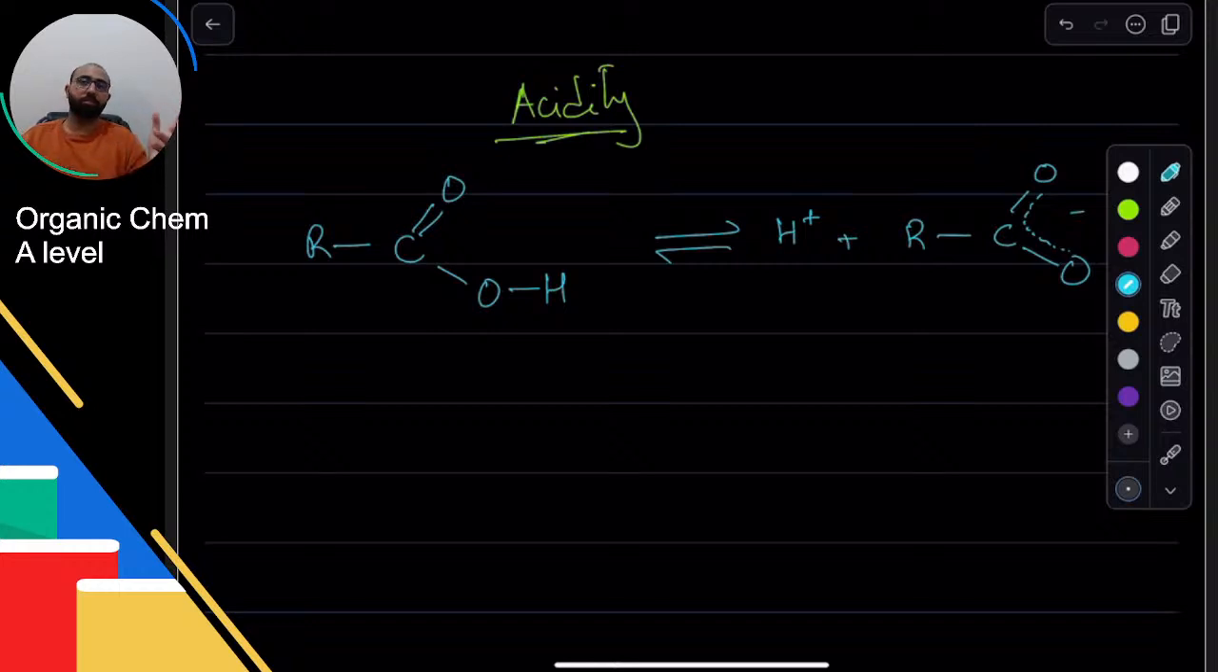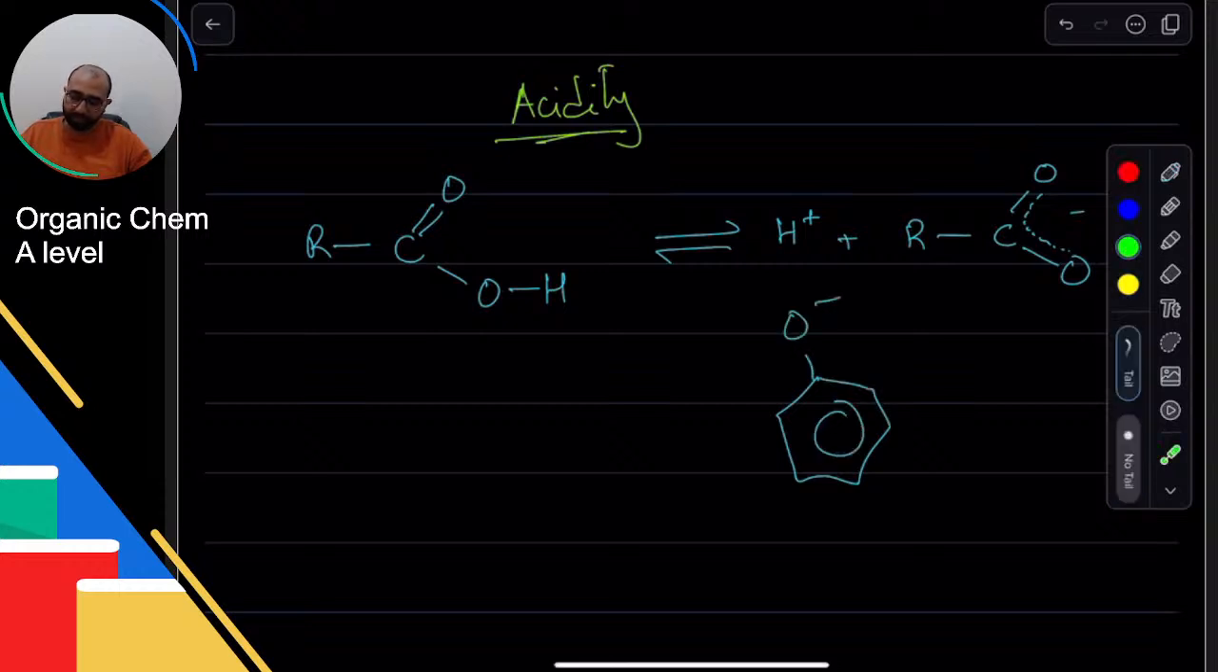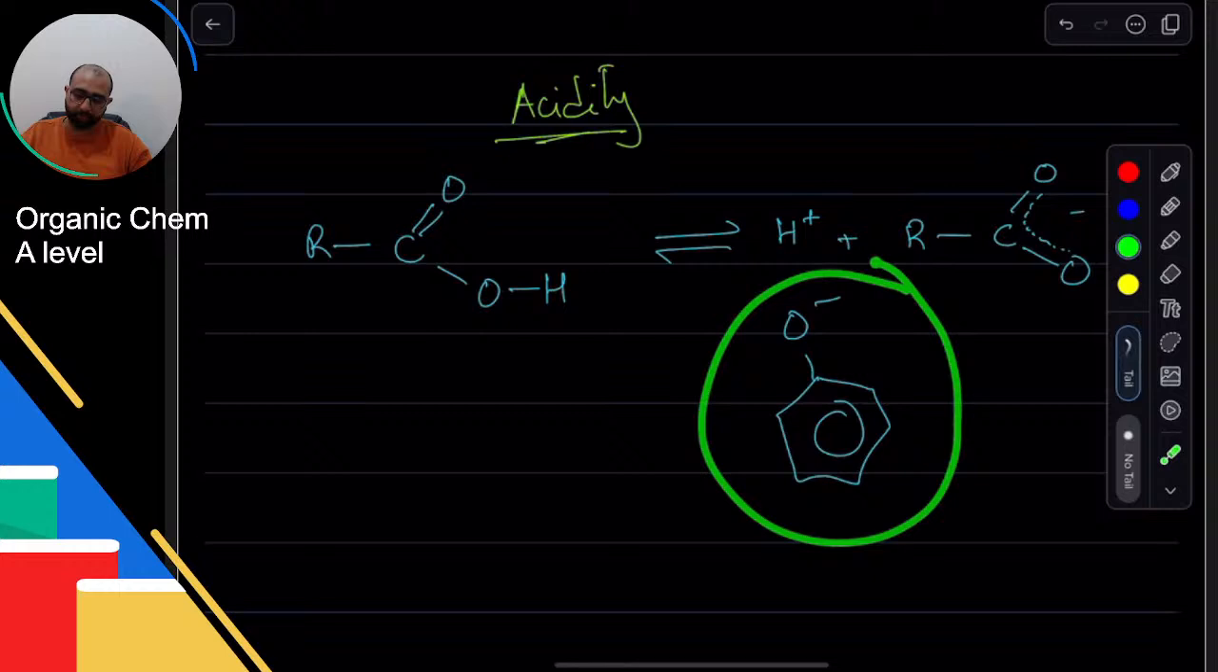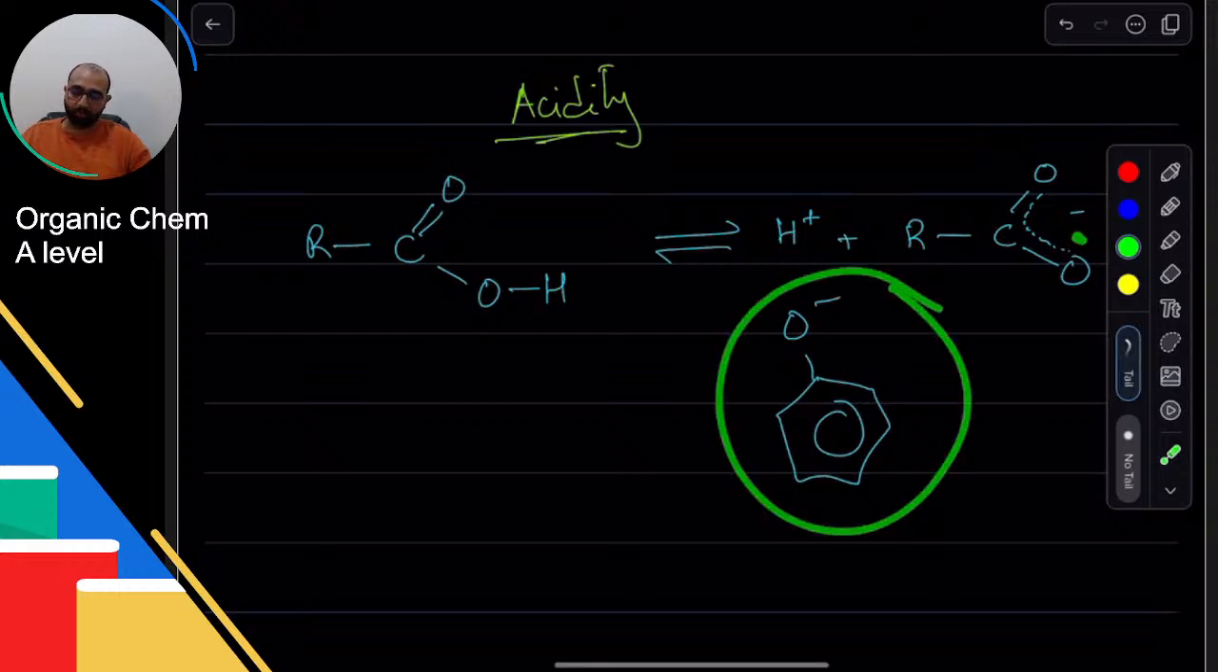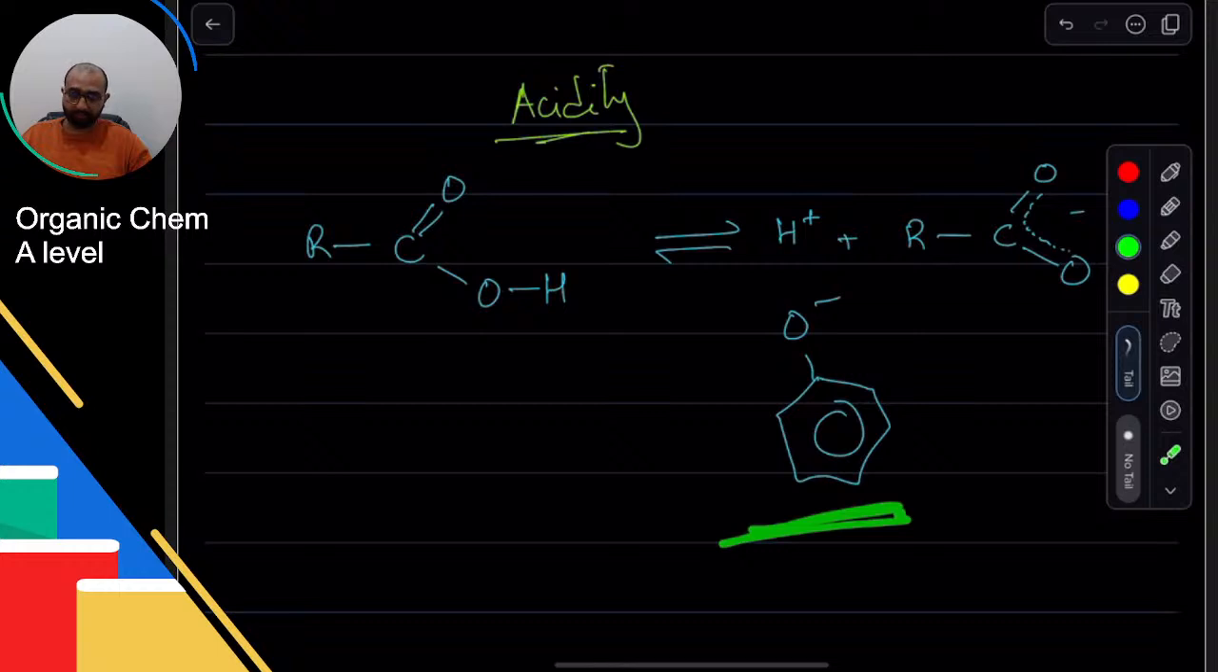Here it is not distributed over as much area so quickly. So if I compare this with phenoxide, in phenoxide the charge is distributed across this whole thing. Here the charge is distributed across this area. So obviously here the charge is distributed on lesser area than this whole big thing. So that means this is more stable as it is. This is relatively less stable.